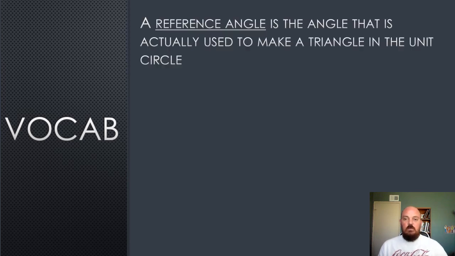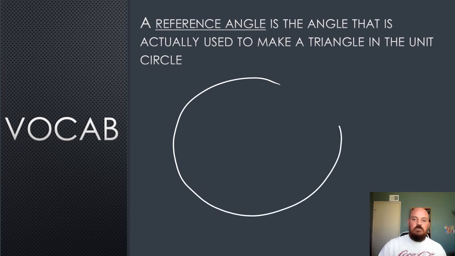I'm going to wrap up today with a vocab term. There's something called a reference angle, and you might see it mixed into homework or a note somewhere, and I just want you to know what it is. A reference angle is the angle in the unit circle that you actually use to make a triangle, like the SOHCAHTOA part. And let me just give you a quick picture so you know what I'm talking about.